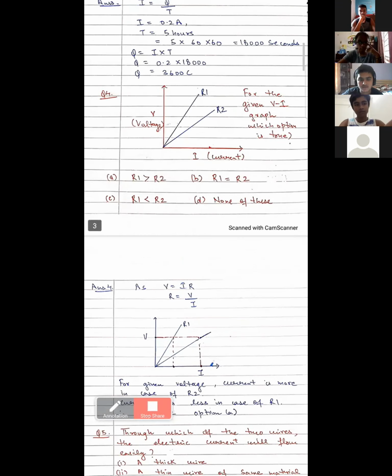Clear? Got it? So this question has to be done like this. By seeing the graph, you can say which resistance is more. Or you can see the slope of R1 is more as compared to R2, so obviously R1 is more than R2.